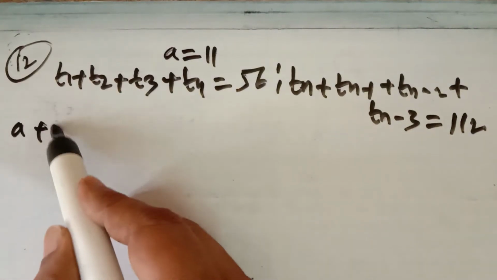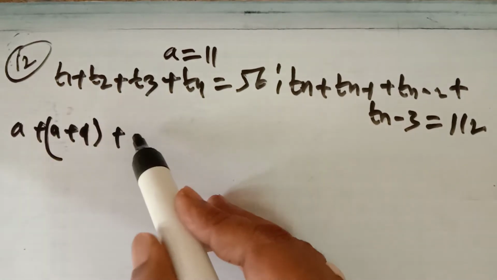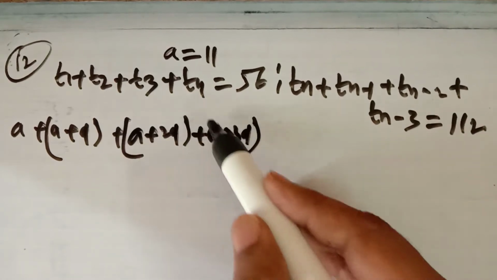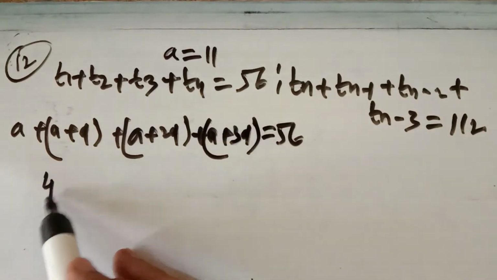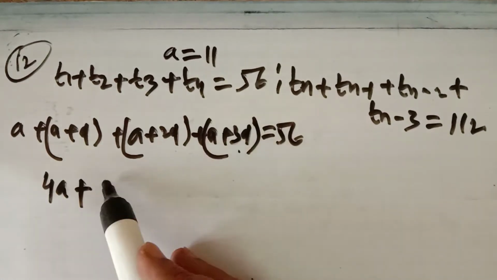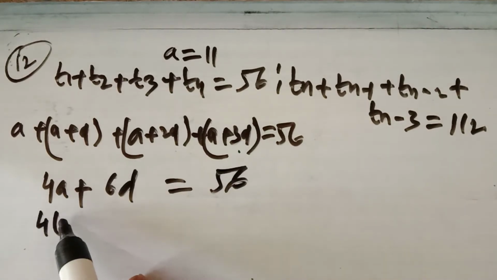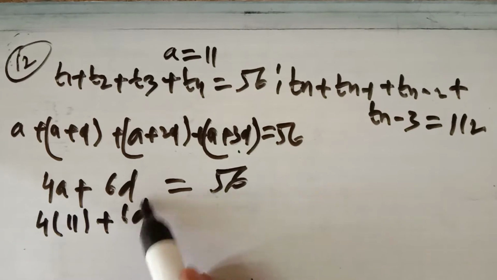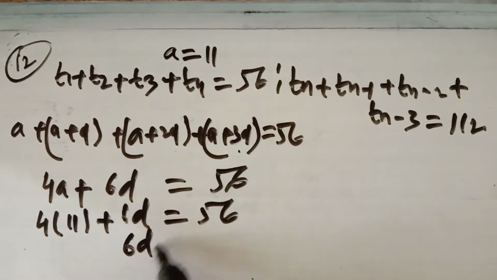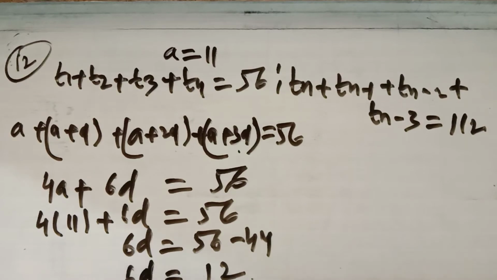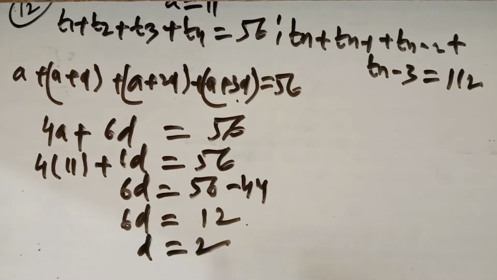The first term is a, then a plus d and a plus 2d, and the fourth term is a plus 3d. It is equal to 56. If you add it, it is 4a and d will be 3, 3, 6. 4a plus 6d is equal to 56. Now you can replace the value of a as 11. You can easily find the value of d. This is 56 minus 44 is equal to 12. 6d is equal to 12, so d is 2. Now you have got the value of d as 2.